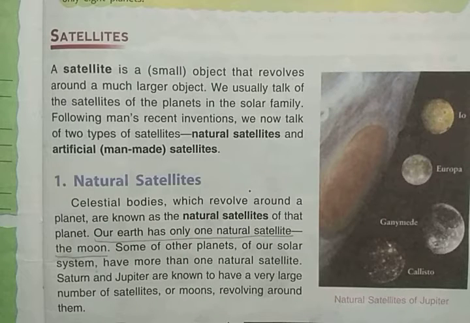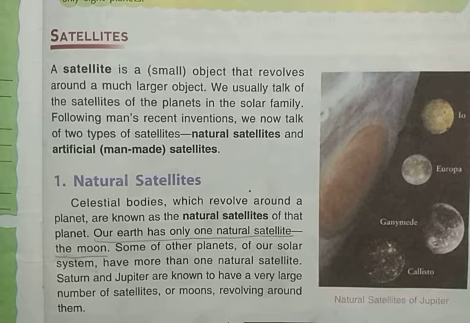Hello students, in the previous video we revised the planets of our solar system. We also revised that the first four planets, that is Mercury, Venus, Earth and Mars, are mostly made up of rocks and metals, and hence are called the terrestrial planets. And the next four planets, that is Jupiter, Saturn, Uranus and Neptune, are made up of ice and gases, and they are also called gaseous planets, or Jovian planets.